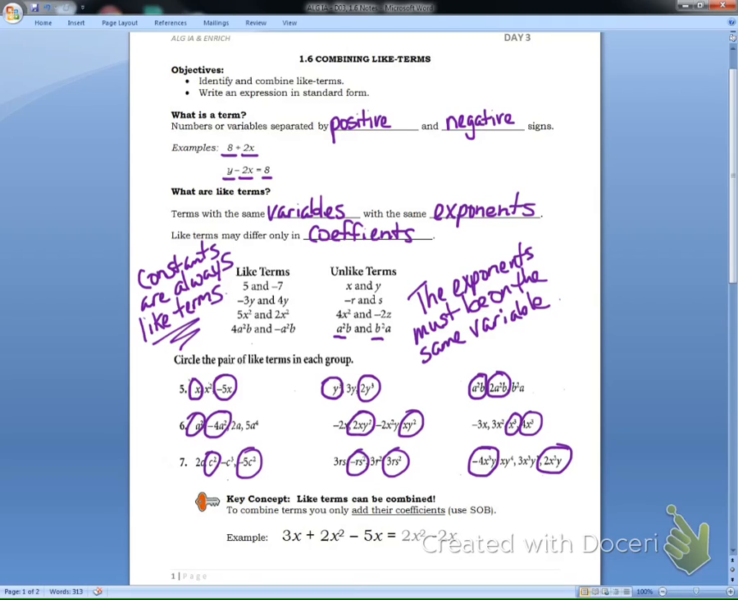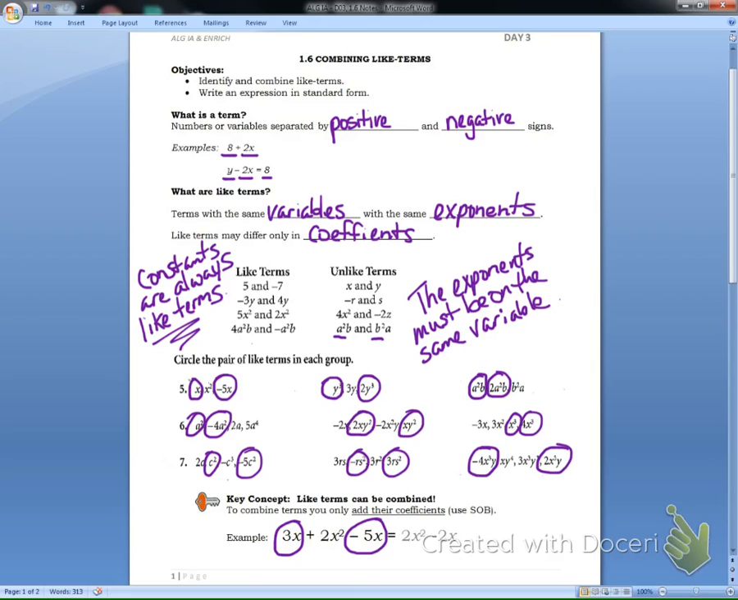Here in our example, we have 3x plus 2x to the second minus 5x. Just looking at that dark black there, can you identify the like terms? Let's see here. You should have circled those two right there, the 3x and the negative 5x. The answer is on the other side. That's why I didn't have you circle them. So, because those are like terms, we can combine them.